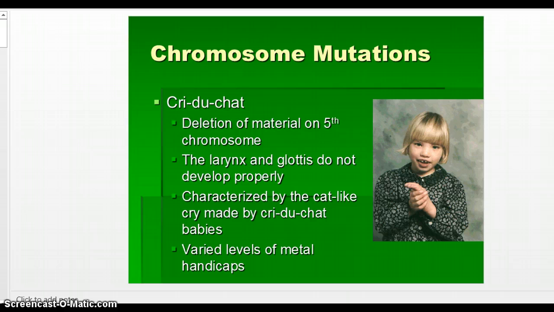So if there's a gene missing, genes are codes for proteins, a protein's not being made. And because of the protein not being made, the larynx and glottis do not develop properly. And so when they're babies, they cry like a cat. They sound like a cat, and the Cri-du-Chat in French means cry of the cat. And they also have varied levels of mental handicaps.